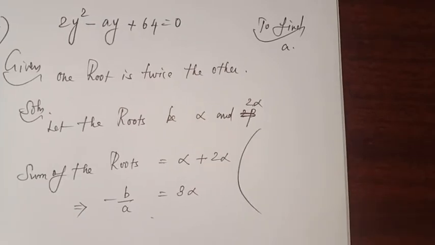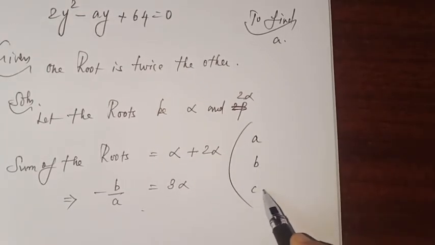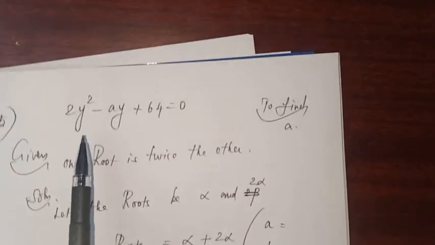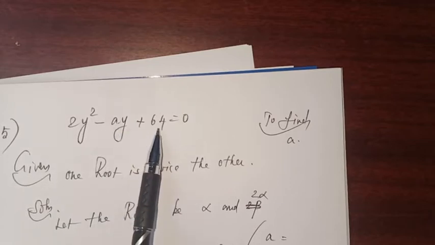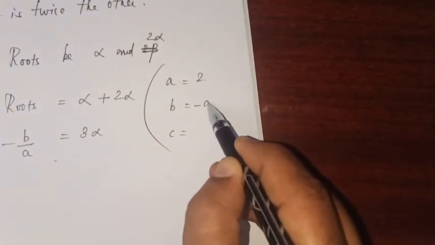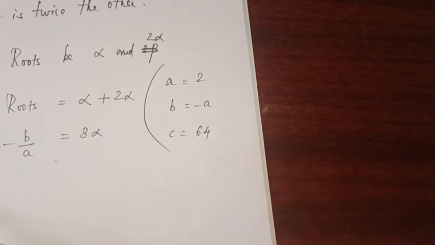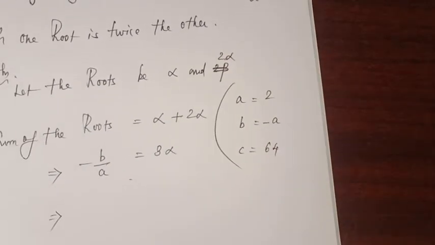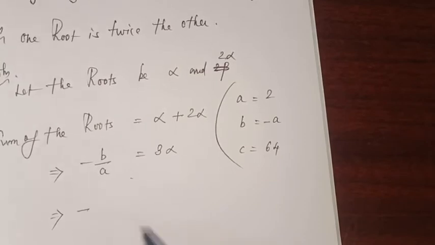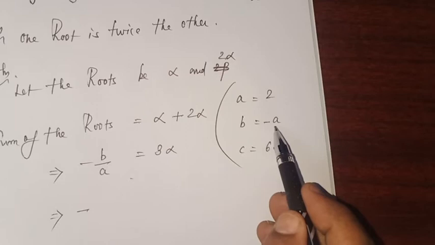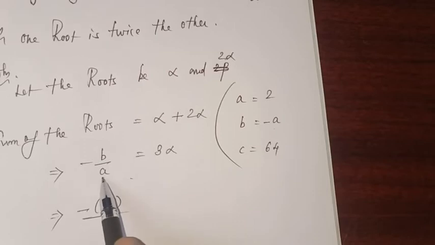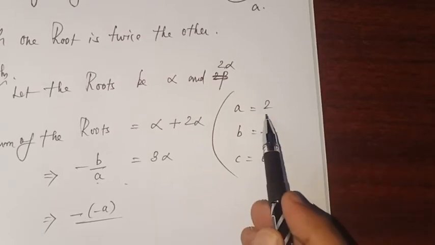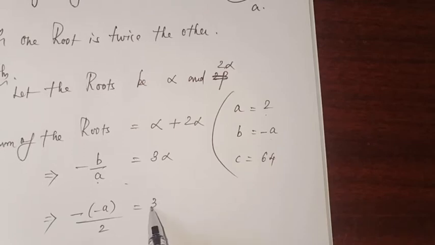What are the values of a, b, c? A is the coefficient of y squared, which is 2. B is the coefficient of y, minus a, and c is 64. So 2, minus a, 64, which implies minus b can be replaced by minus a, divided by the denominator a, which can be replaced by 2. That is equal to 3 alpha.